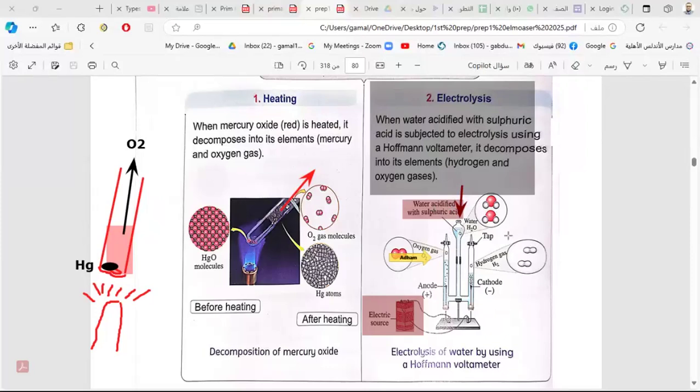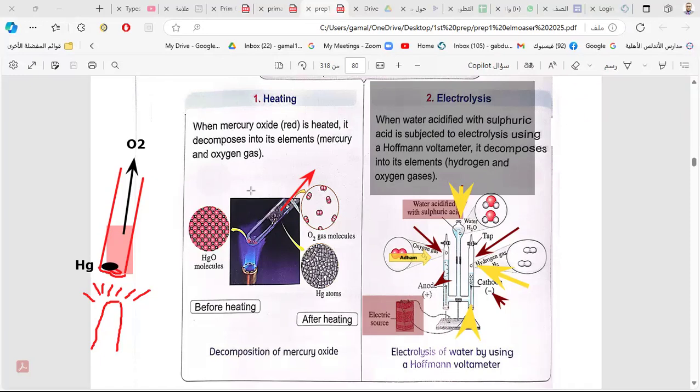But the two tubes here, this one and this one, are closed. As you see here, there is a tap. They are closed, but the one in the middle is not closed. It is open, so we can put the water and the sulfuric acid. Now, what will we do? We connect the two tubes with an electric source or a battery. The positive one is called the anode and the negative one is called the cathode.